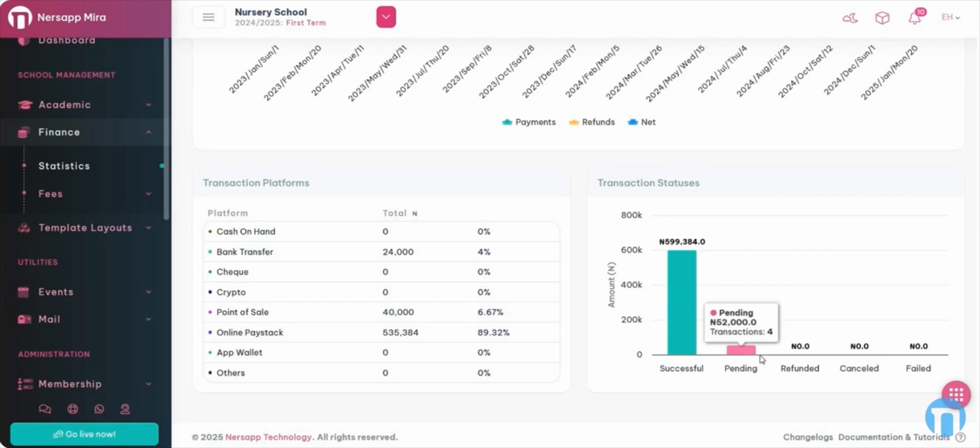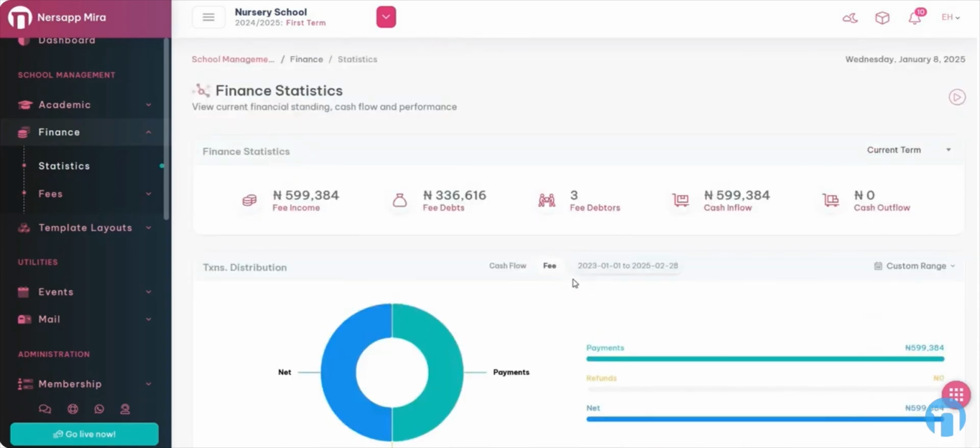If there are any refunds, it's recorded here. If there are any cancelled transactions, it's recorded here. If there are any failed transactions, it's recorded here. But what schools will be looking out for will be the successful transactions. So this tells you how much actually came into the school. So with this information, when you visit the financial statistics, you would be able to know the financial standing and the performance and the cash flow for your school.